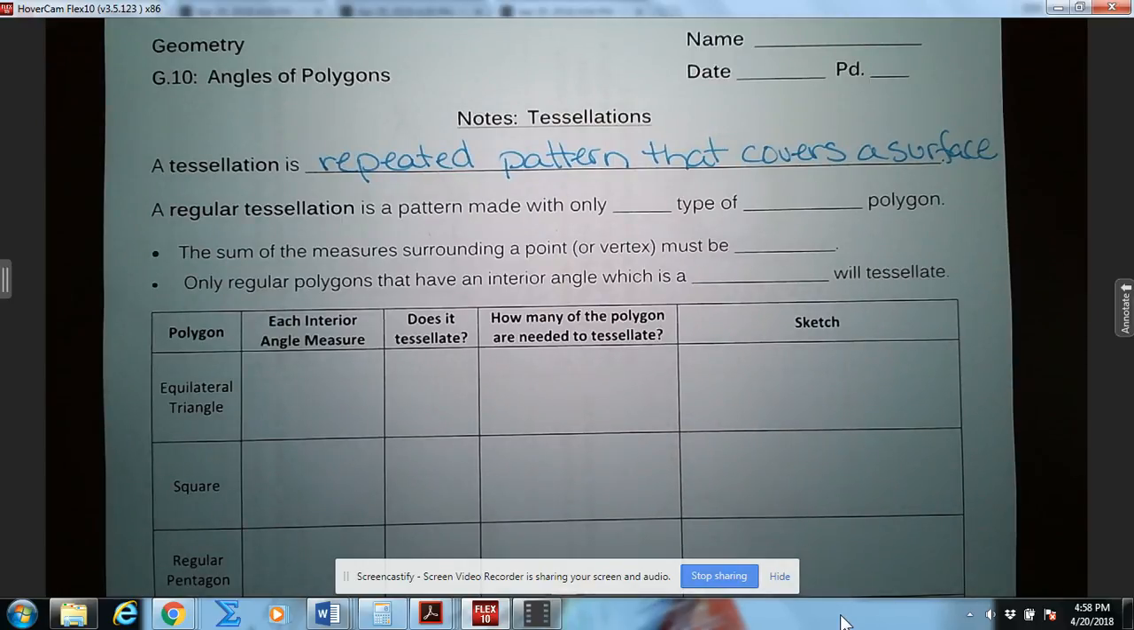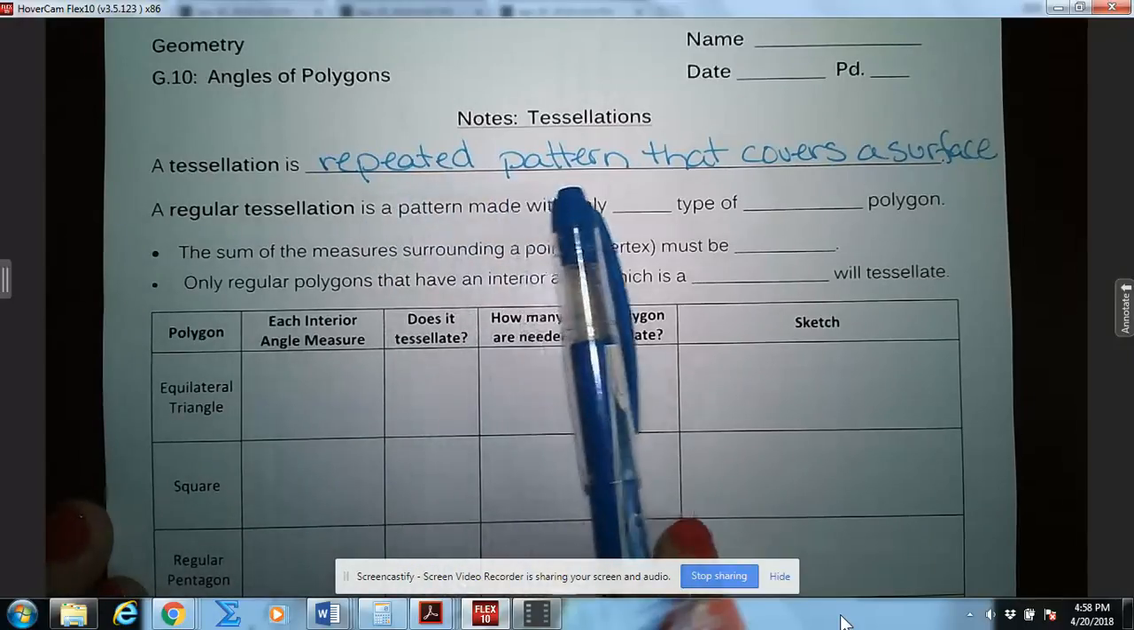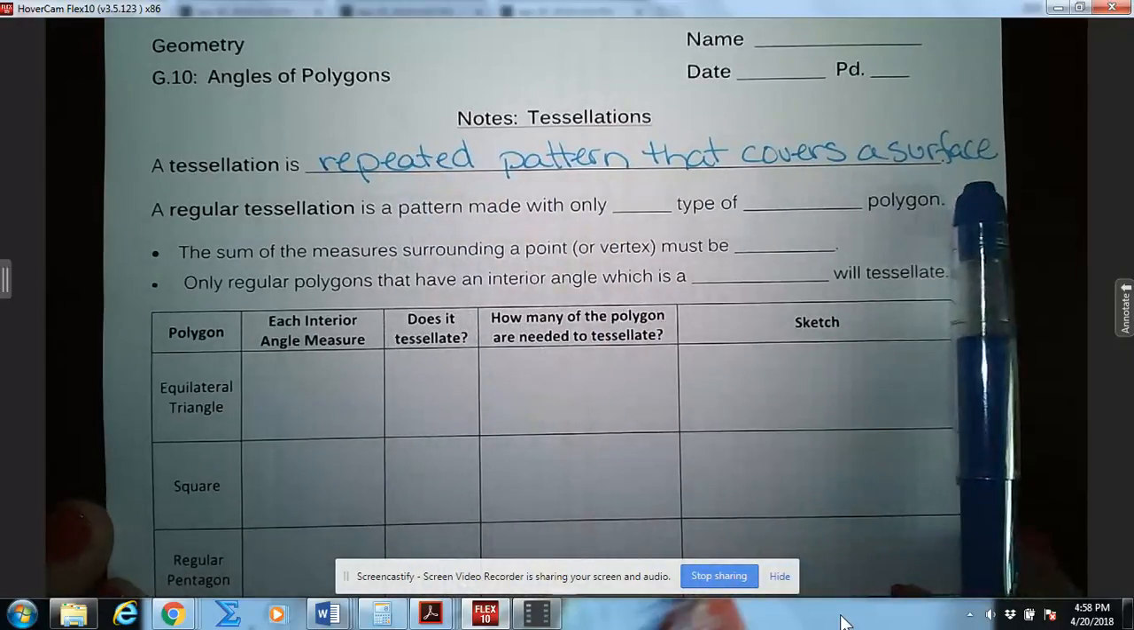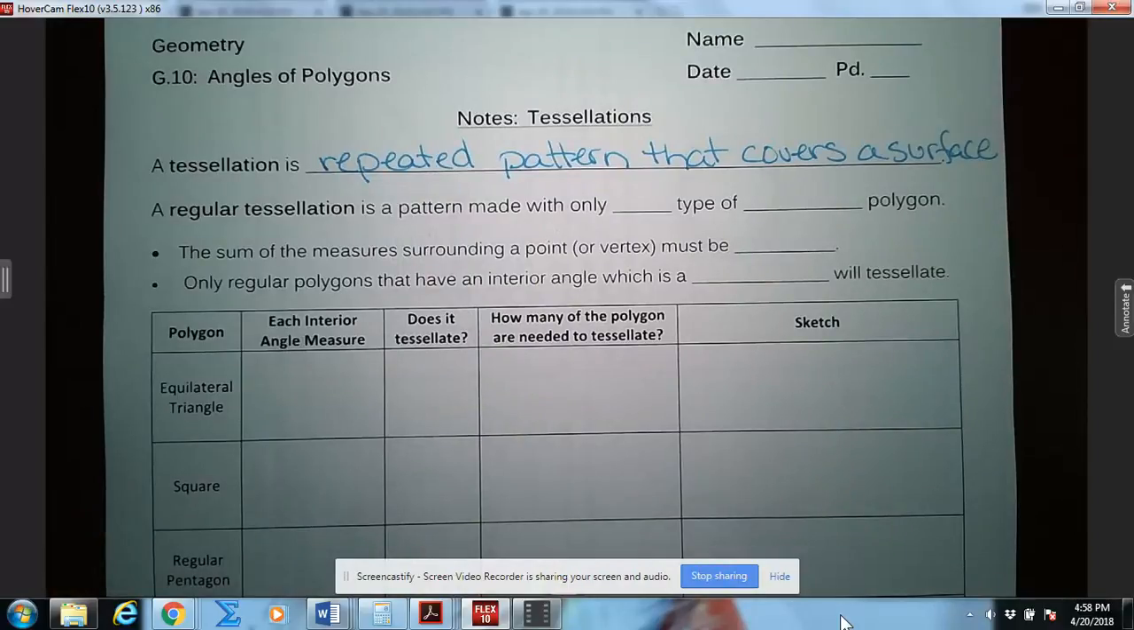Hello students, this is our last video in the series of G10, which are the angles of a polygon. In this lesson we'll be learning about tessellations. Well, I've already got written down here for you. A tessellation is just a repeated pattern that covers a surface.